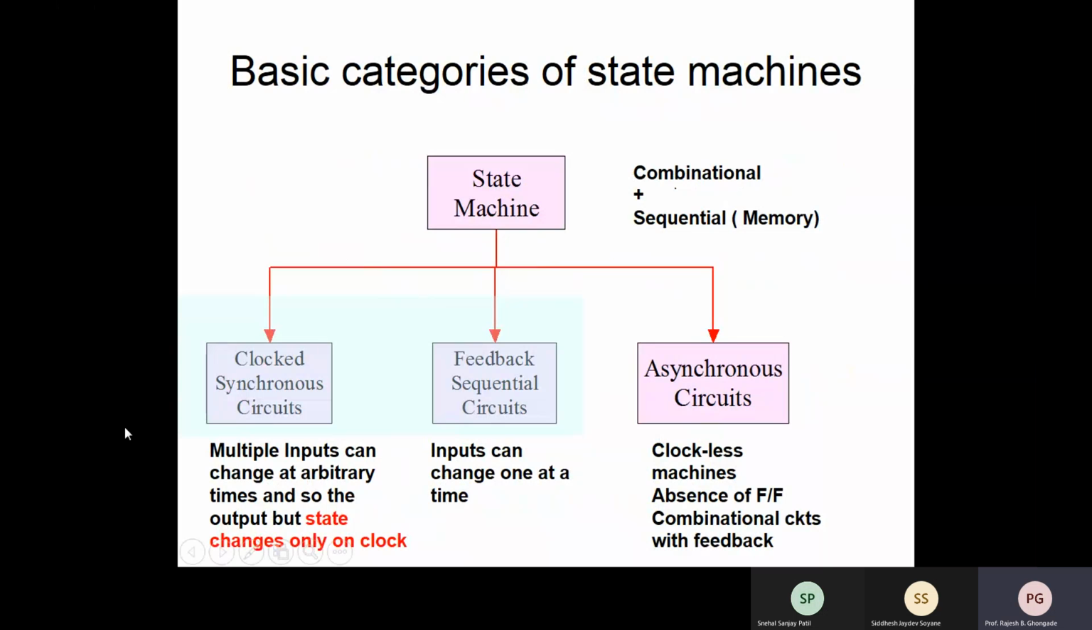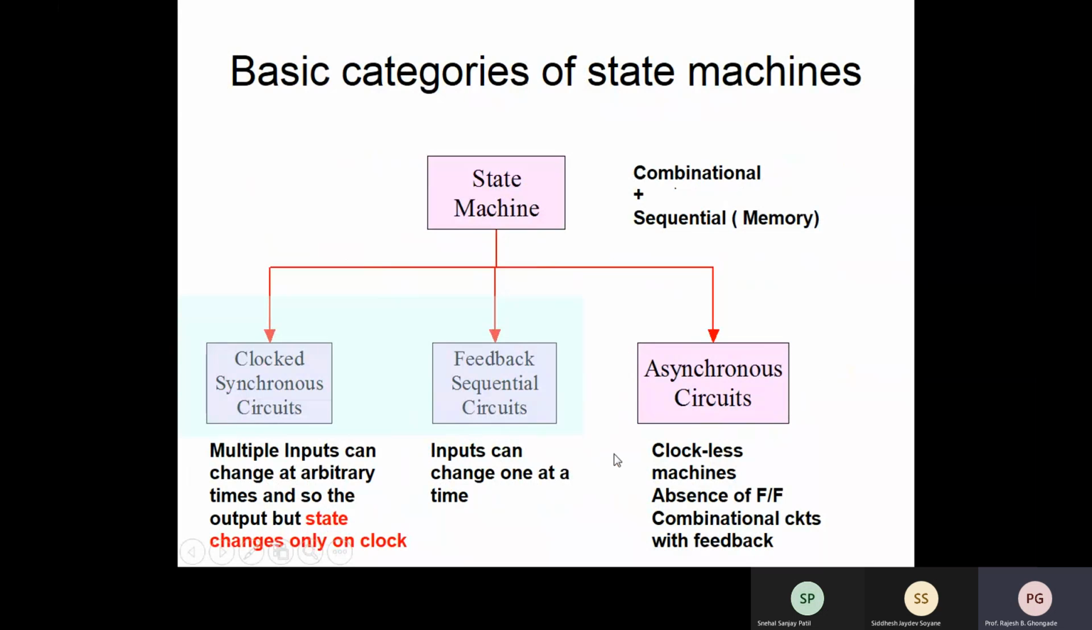Now in clock synchronous circuits, you have multiple inputs which can change at arbitrary times, and so can the output, but state change will occur only on the clock. So the clock is the deciding factor there. That is the reason why they are called clock synchronous circuits. All the states are synchronized by the clock. Inputs can change one at a time. Feedback sequential circuits, again, are out of scope for us.